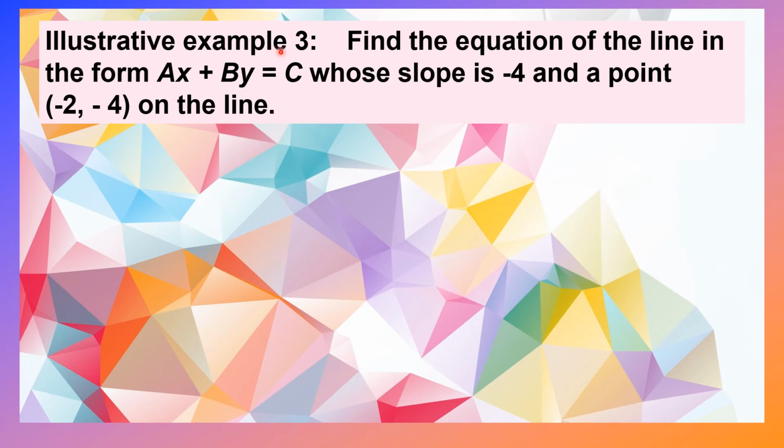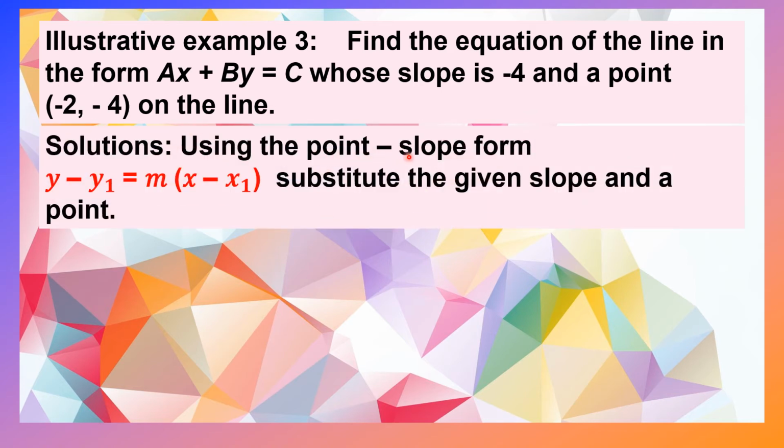Illustrative example number 3. Find the equation of the line in the form ax plus by equals c, whose slope is negative 4 and a point negative 2 and negative 4 on the line. So, using now our point slope form, which is y minus y sub 1 equals m times the quantity x minus x sub 1, i-substitute natin yung given slope at yung point.